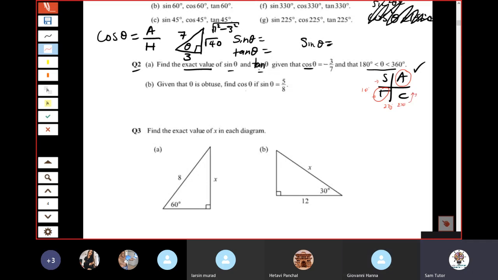Okay. Now it's saying it has to lie between 180 to 360, so it's got to lie at this bottom section.